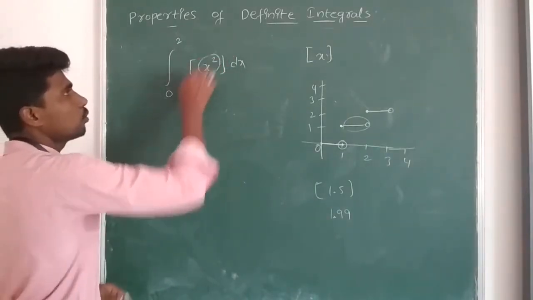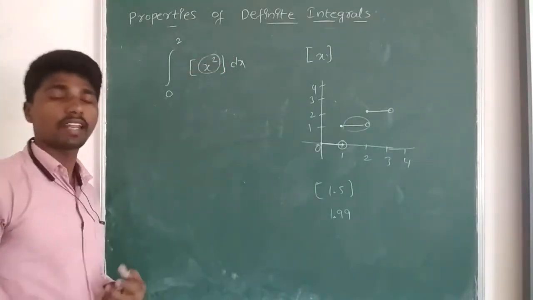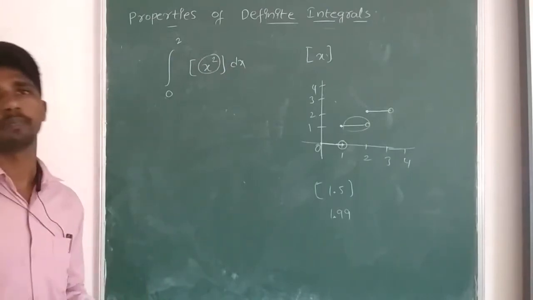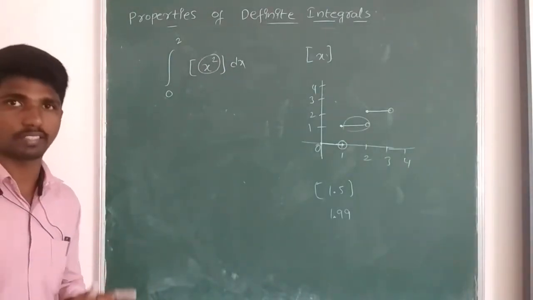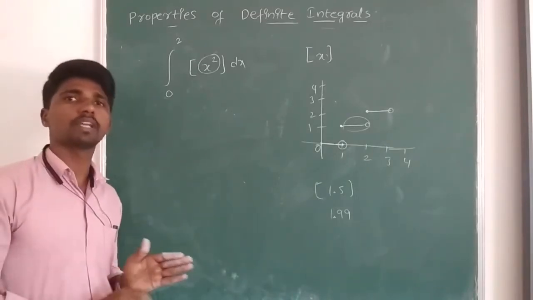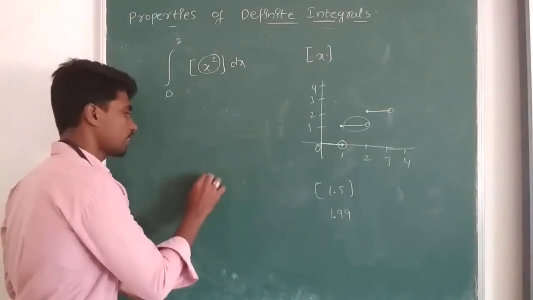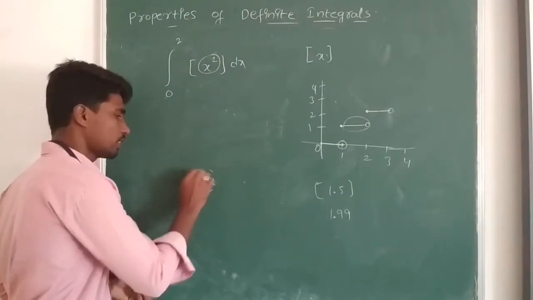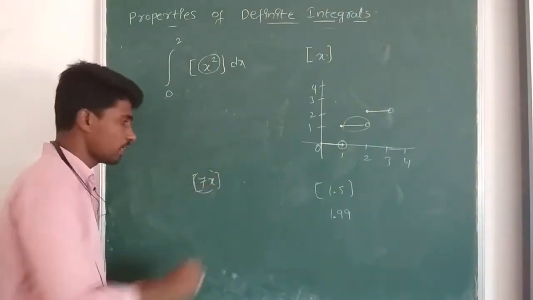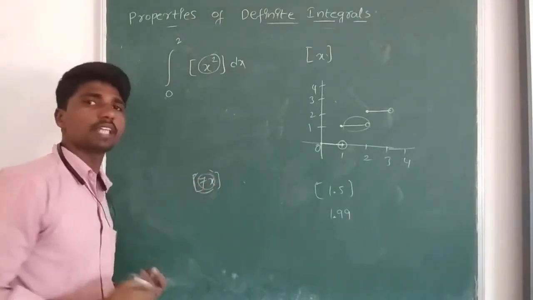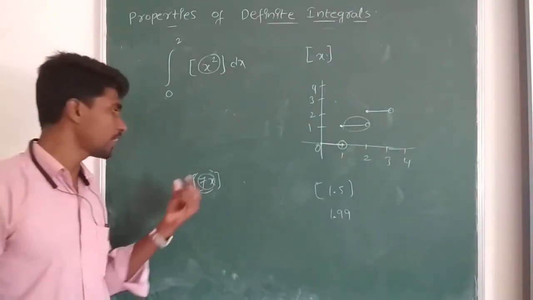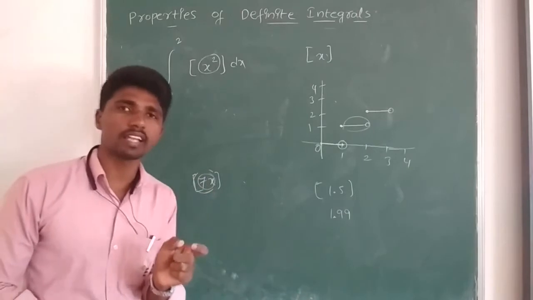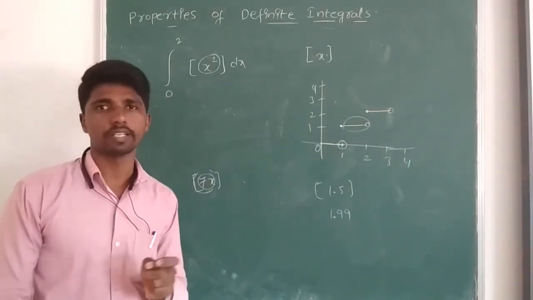Now we have to check the discontinuities where x square becomes an integer, not x. Suppose if I have 7x, I have to check step of 7x, where 7x becomes an integer. So not only x. If 7x becomes an integer, that point acts as a point of discontinuity.